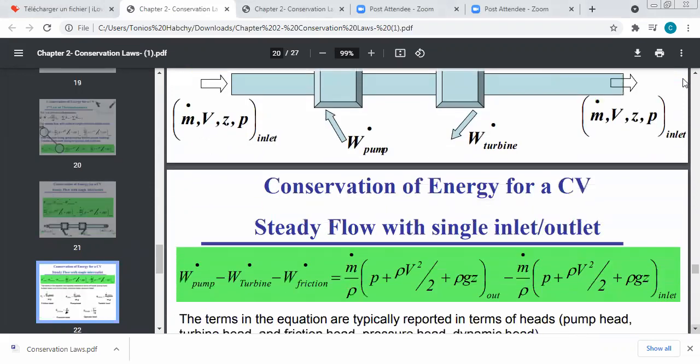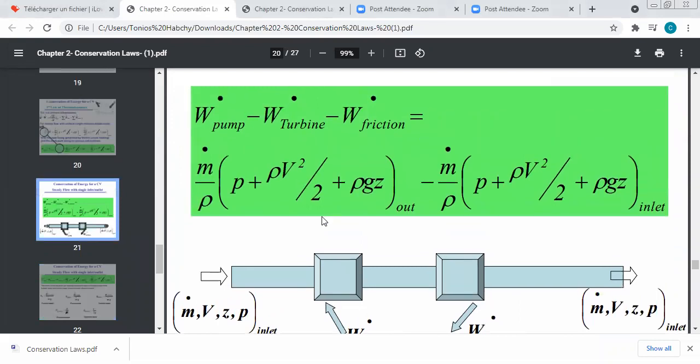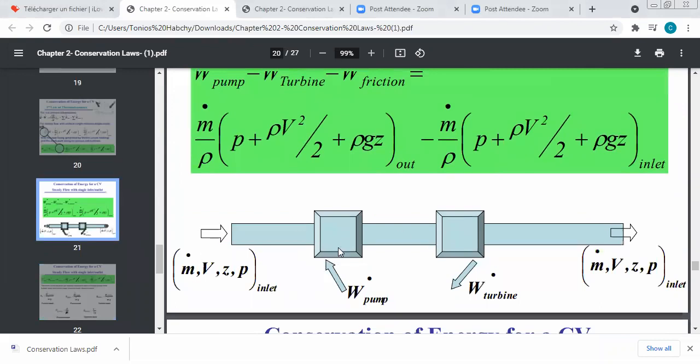As you can see here, this is the system we were talking about. You have an inlet flux and you have an outlet flux. Between the inlet and the outlet, you have a pump, a turbine, and friction. At the pump level, work is delivered to the system, so it's entering the system. The pump will tend to increase the energy of my fluid, while the turbine will tend to decrease it because it will deliver a rate of work to the external environment. And the friction will also lead to losses. So this is W dot friction.